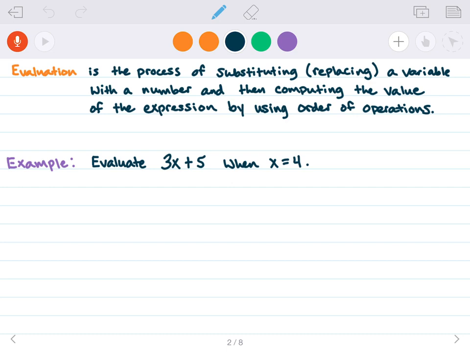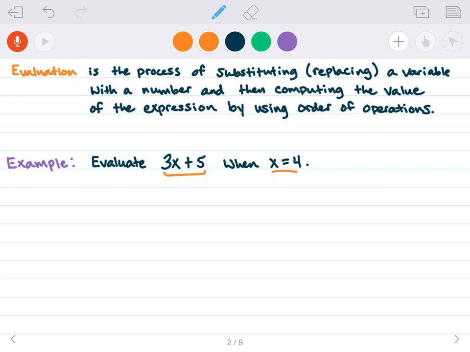So evaluating an algebraic expression is just the process of substituting or replacing a variable with a number and then computing the value of the expression by order of operations. Okay, so let's do some examples of this. So our first example here is evaluate this expression, right? 3x plus 5 is an algebraic expression when x equals 4.